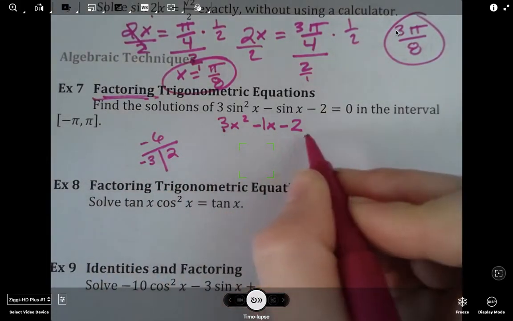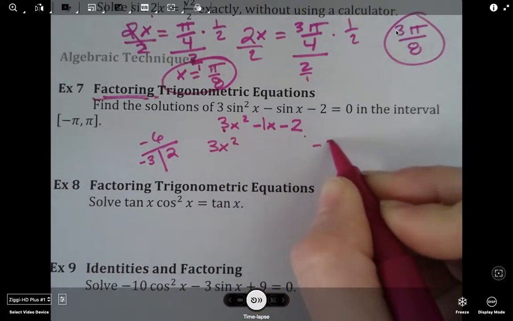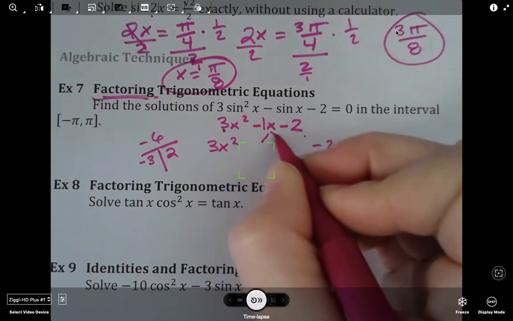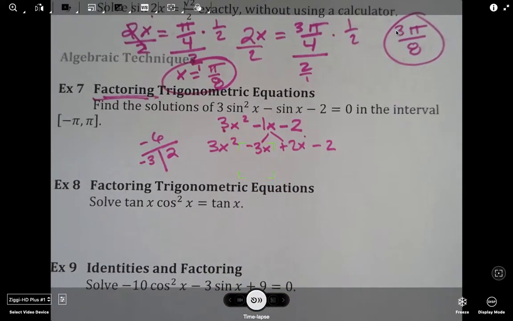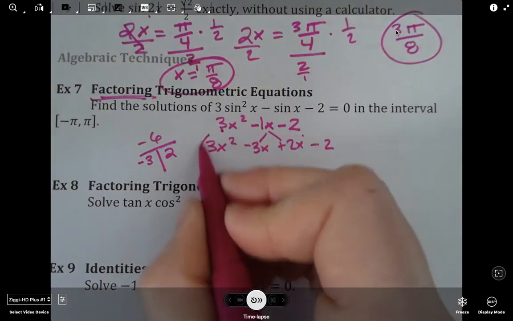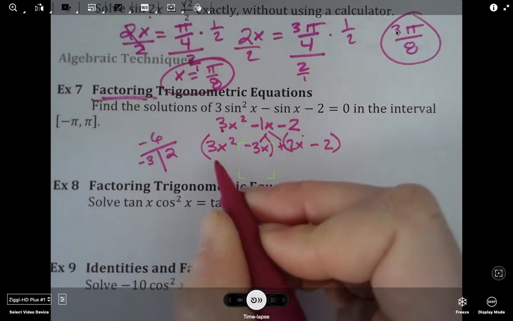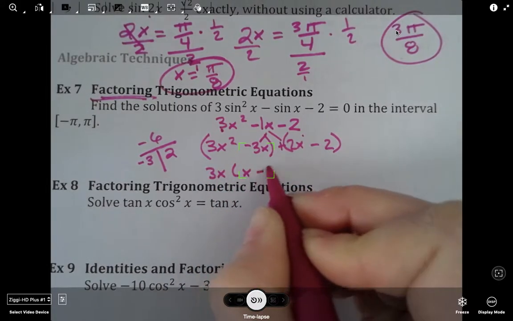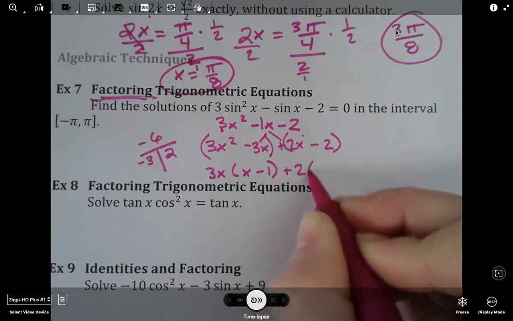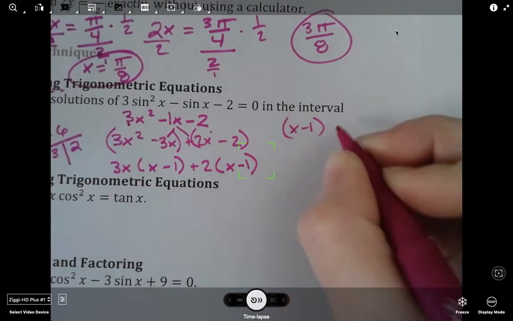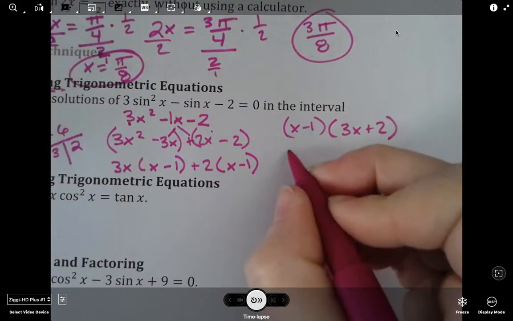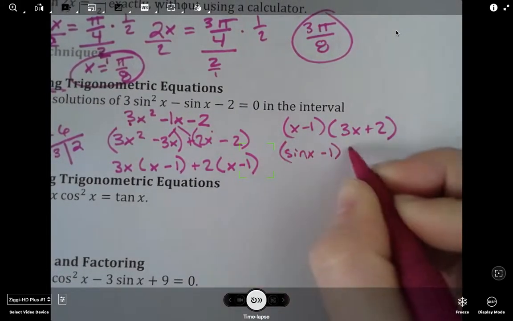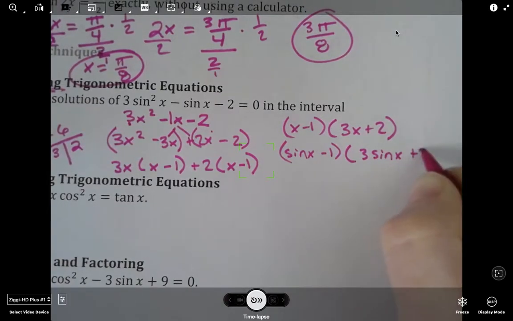Now I rewrite this whole thing again. 3x squared minus 2, those two pieces stay the same, but the middle one breaks down into 2 pieces: minus 3x plus 2x. Now I factor by grouping. Here I can pull a 3x out, and I'm left with x minus 1. Here I can pull a 2 out, and I'm left with x minus 1. So my two pieces are x minus 1 and 3x plus 2, except they're not just x's. They are actually sine x minus 1 and 3 sine x plus 2.